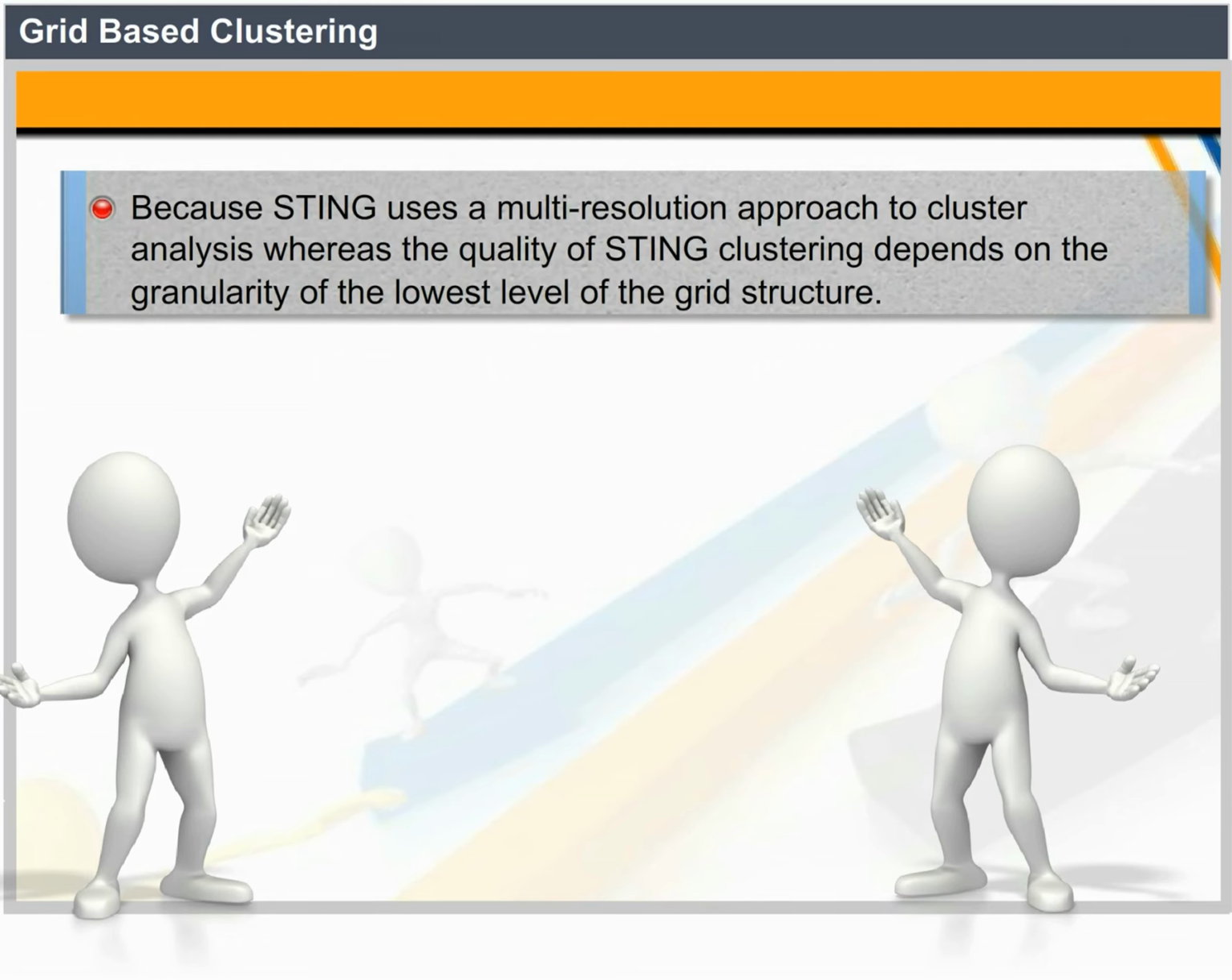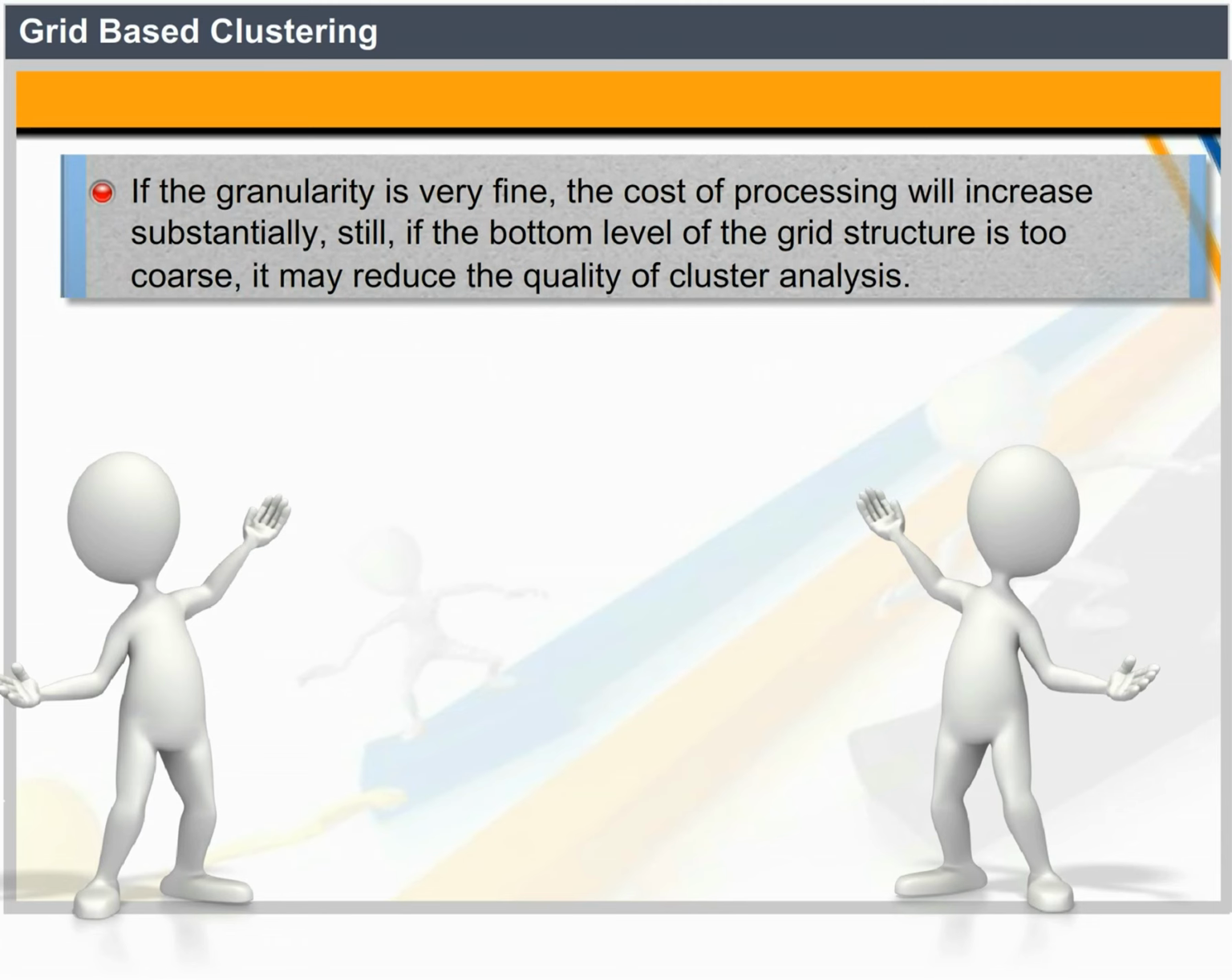Because STING uses a multi-resolution approach to cluster analysis, the quality of STING clustering depends on the granularity of the lowest level of the grid structure. If the granularity is very fine, the cost of processing will increase substantially. However, if the bottom level of the grid structure is too coarse, it may reduce the quality of cluster analysis.